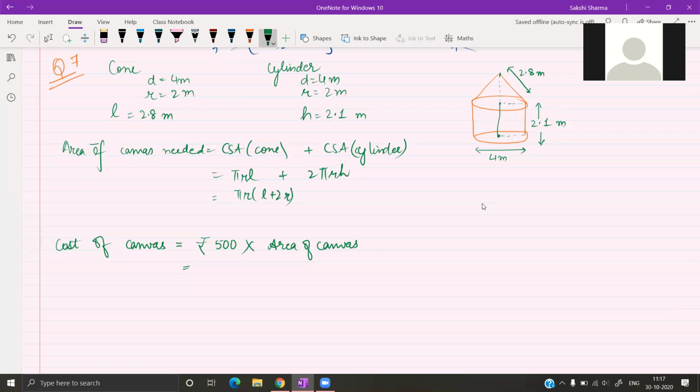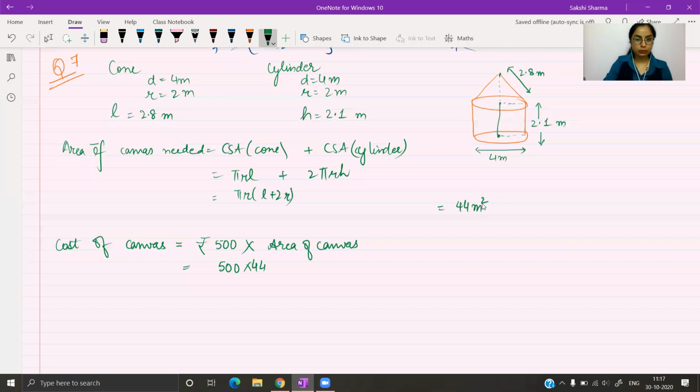Ma'am, the answer for area of canvas needed is 44 meters square. Okay. So 500 into 44. Ma'am, 22,000.